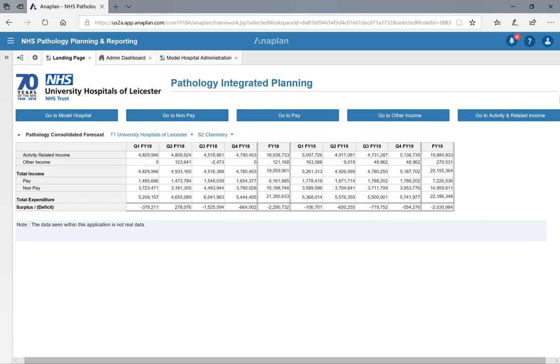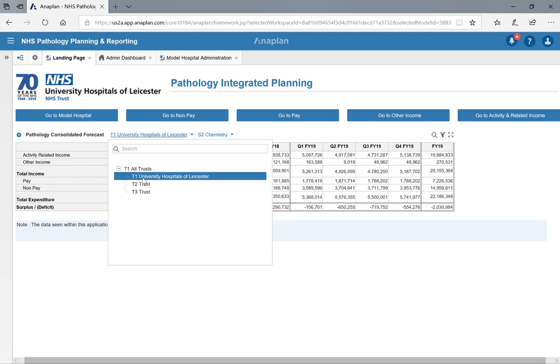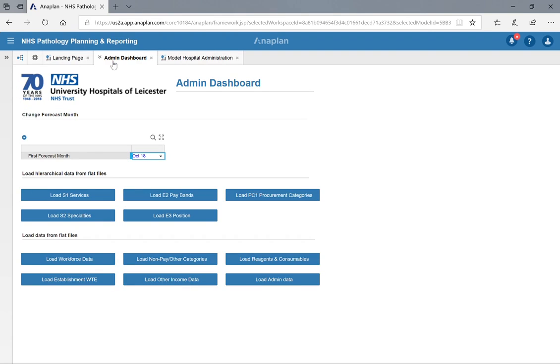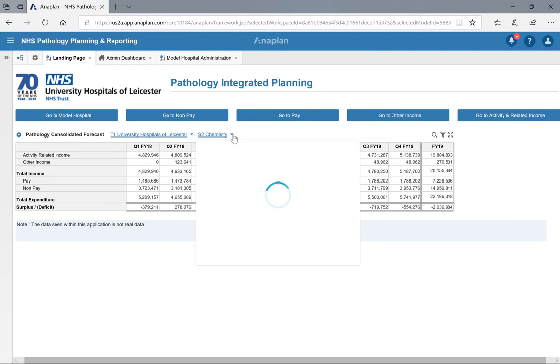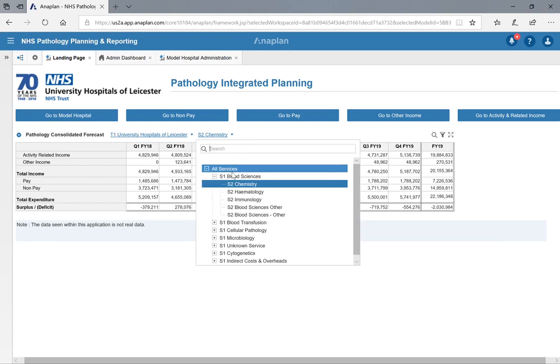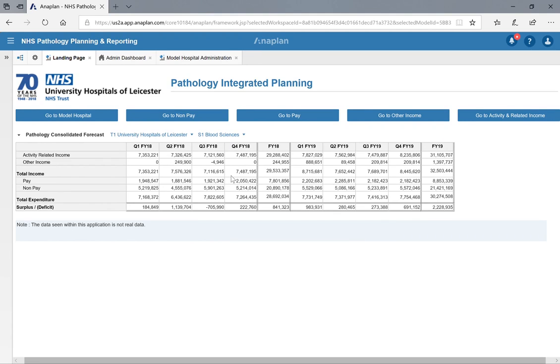The Anaplan NHS Pathology Planning and Reporting application supports hospitals to plan for their pathology services both locally and as part of the new pathology networks. Data is imported from an Anaplan data hub, which is preloaded with data from the laboratory information system, the workforce system and the financial system, giving senior management access to a consolidated view of income and expenditure, actuals and forecasts at any level of the organisation and across monthly, quarterly and annual time periods.